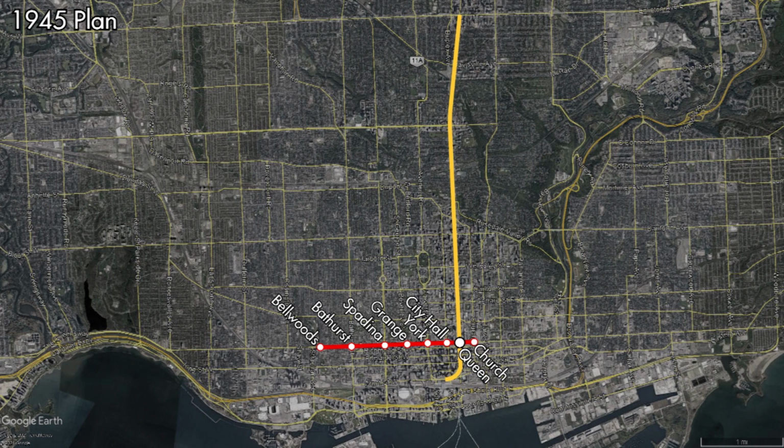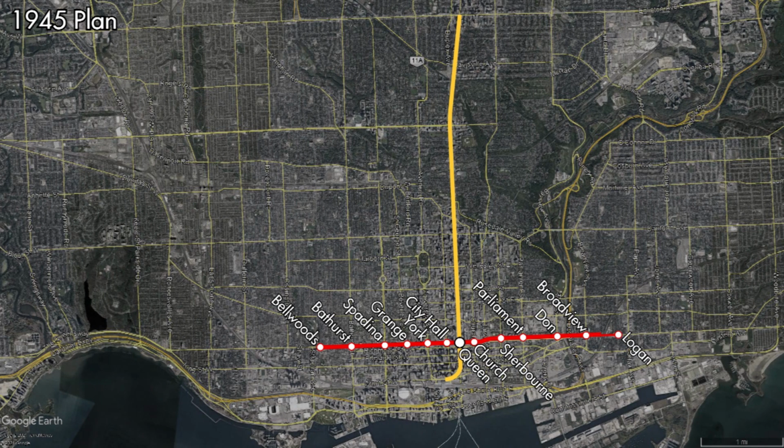From here, the line would continue east in an open-cut trench between Mutual Street and St. Paul Street with stops at Sherbourne and Parliament. East of St. Paul Street, the line would then run on an elevated structure to Bolton Avenue with stops at the Don River and Broadview. The line would then split into 2 branches from here.